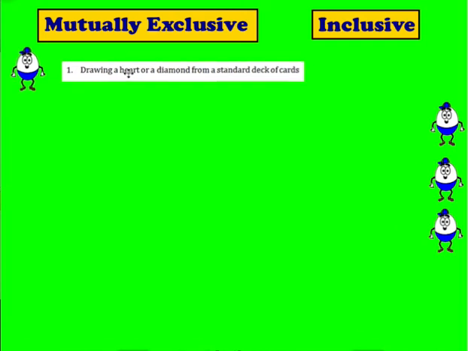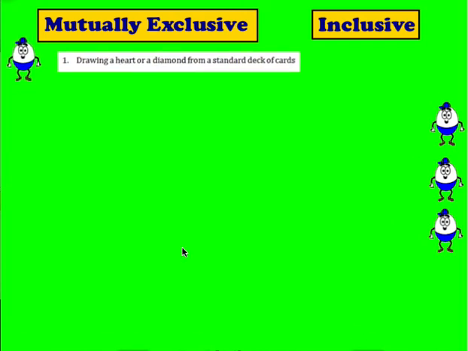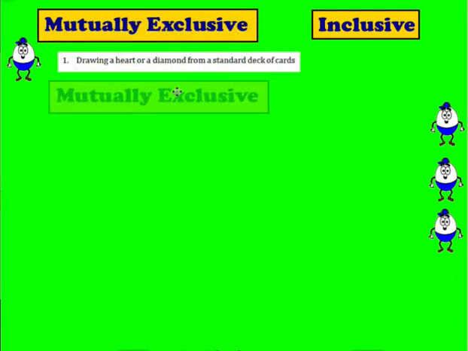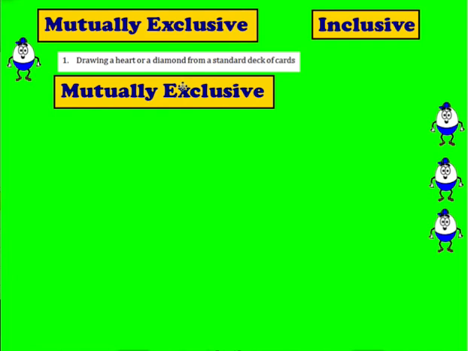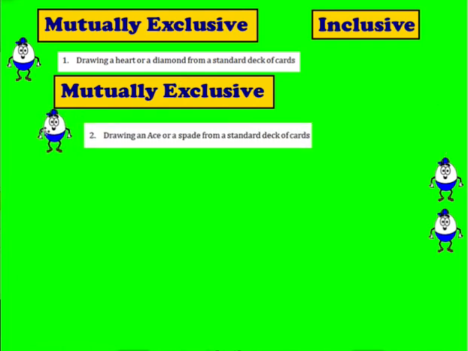Next, let's take a look at all of these, and we want to figure out if each is mutually exclusive or inclusive. So if we're drawing a heart or a diamond from a stack of cards, to figure out which one it's going to be, you need to ask yourself, is it a possibility that it could be both? Could it be a heart and a diamond? Well, a heart is a suit and a diamond is a suit. So a card can't be a heart and a diamond. So that makes this mutually exclusive.